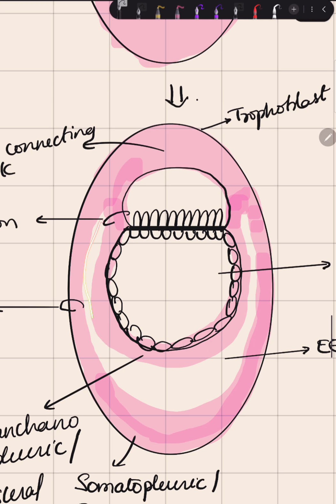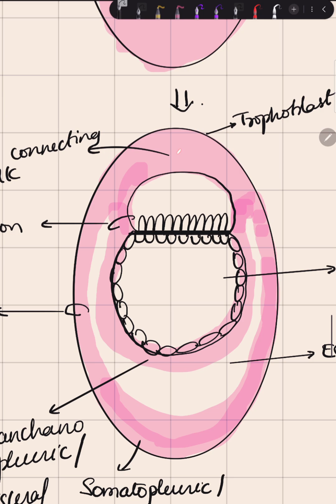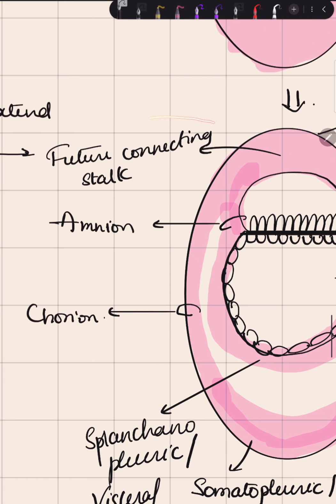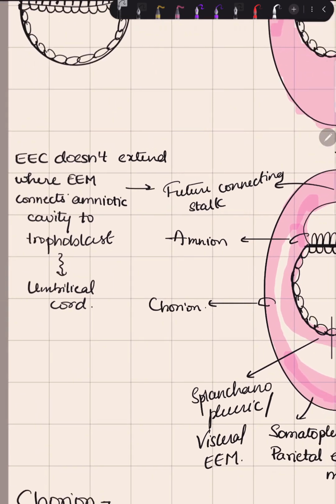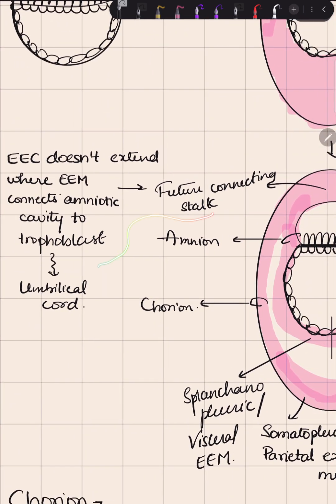Now this extraembryonic coelom will not extend fully. It will not extend where the extraembryonic mesoderm connects the amniotic cavity to the trophoblast. So this part, where there is no cavity and there is actually extraembryonic mesoderm, will in future form the connecting stalk. And this connecting stalk will in turn, down the line, form the umbilical cord.